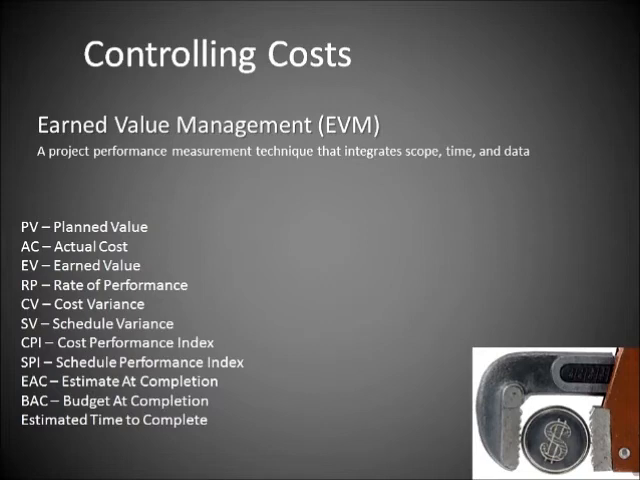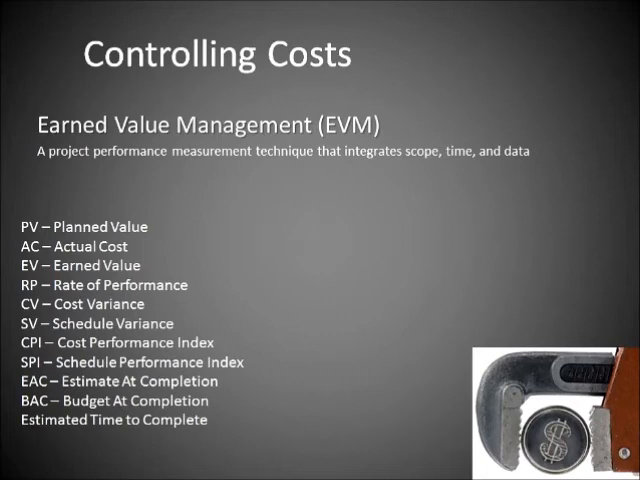Cost variance is earned value minus the actual cost. Scheduled variance is earned value minus the planned value. The cost performance index is a ratio of earned value to actual cost. It can be used to estimate the projected cost of project completion. Schedule performance index is a ratio of earned value to planned value.